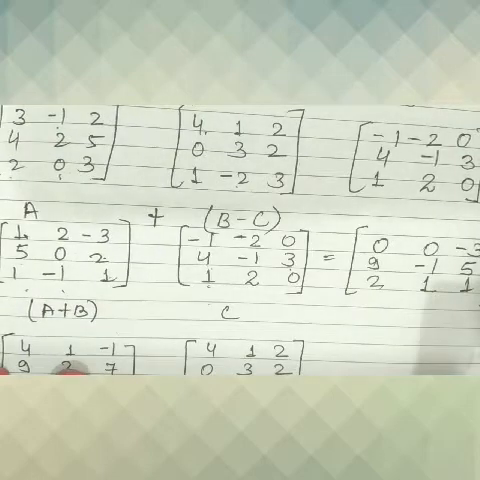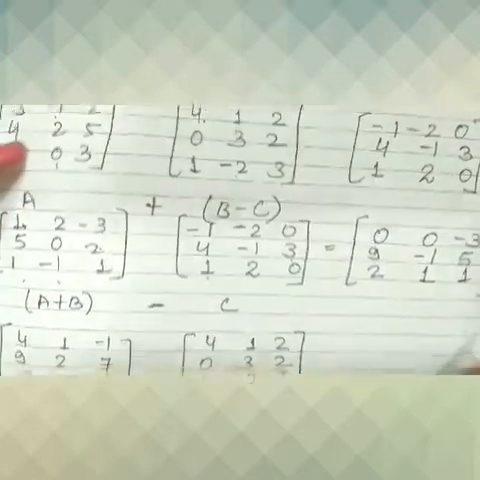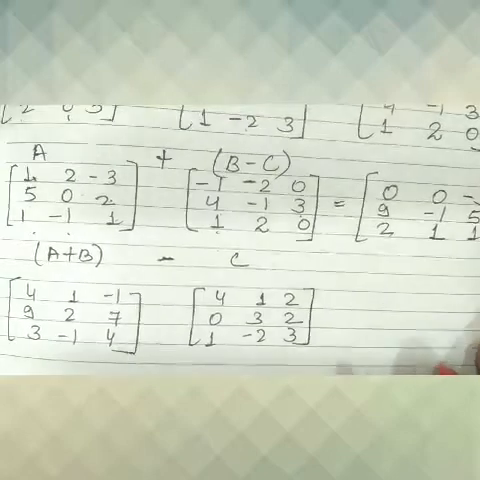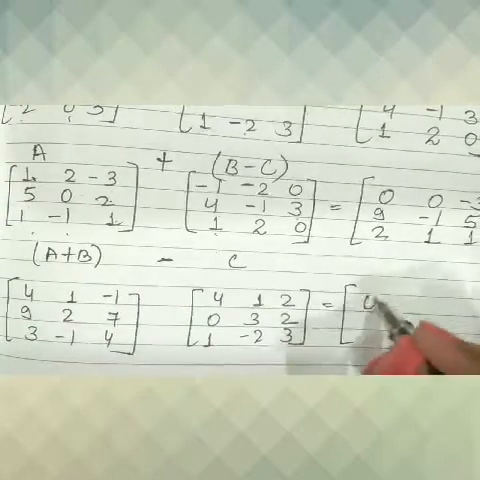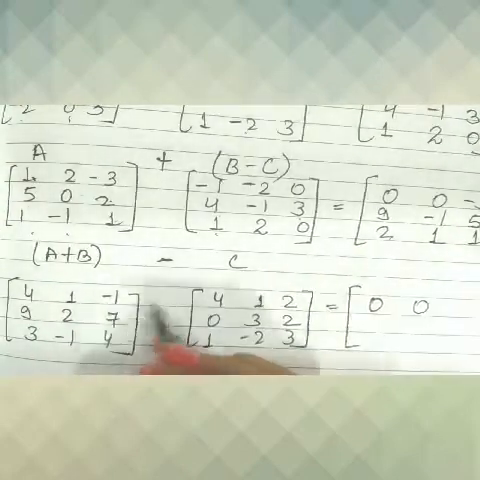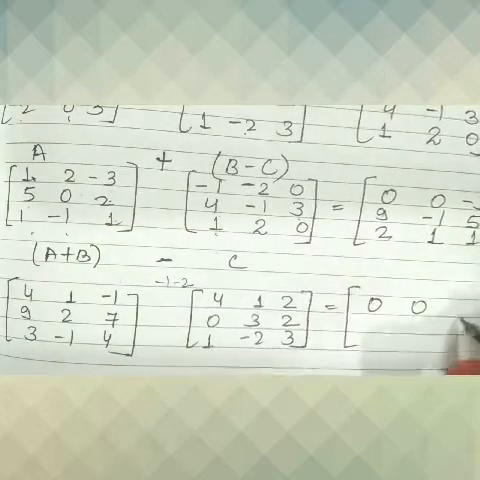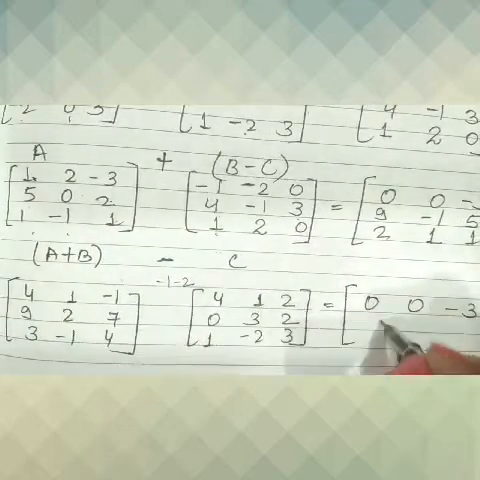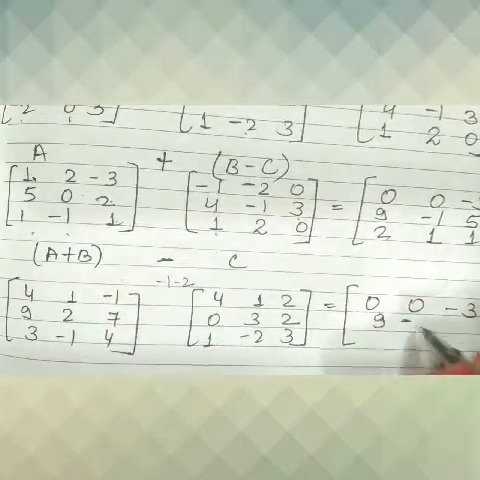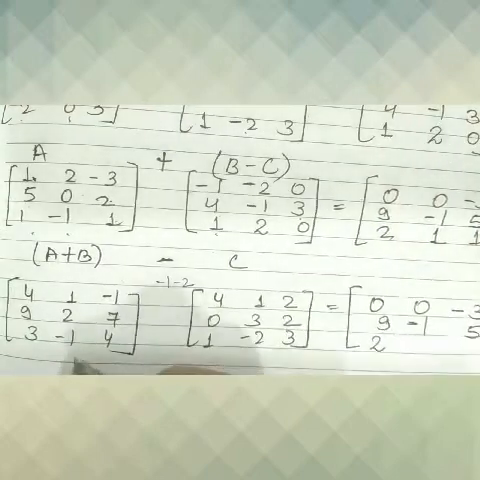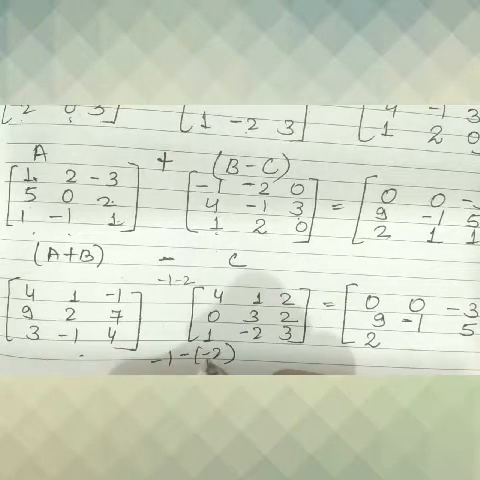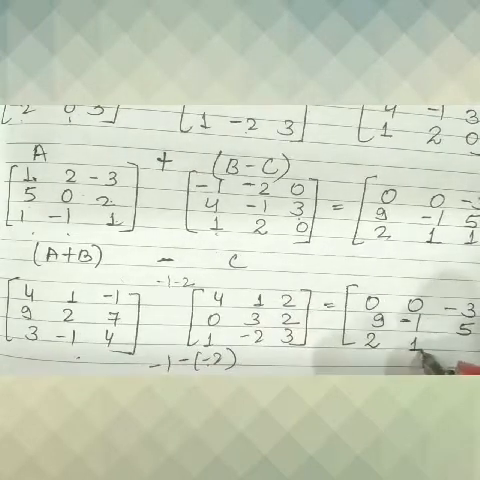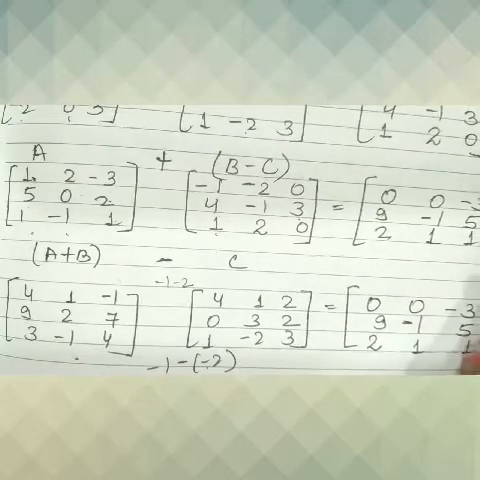And then we have to compute (A plus B) minus C. This was our A plus B matrix and this is our C matrix. On subtracting, we will get 4 minus 4, 0, 1 minus 1, 0, minus 1 minus 2 will become minus 3, 9 minus 0, 9, 2 minus 3, minus 1, 7 minus 2, 5, 3 minus 1, 2, minus 1 minus of minus 2, minus minus will become plus, minus 1 plus 2 will be 1, 4 minus 3, 1.